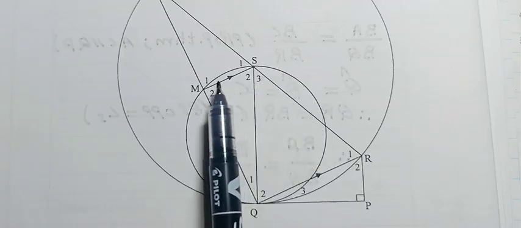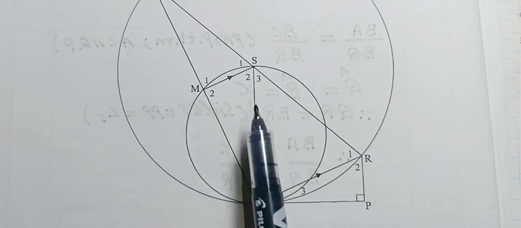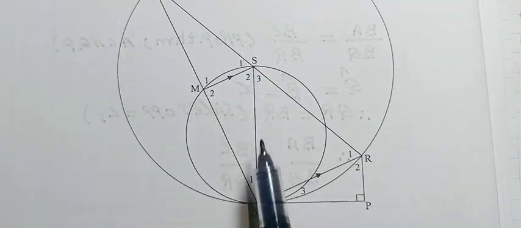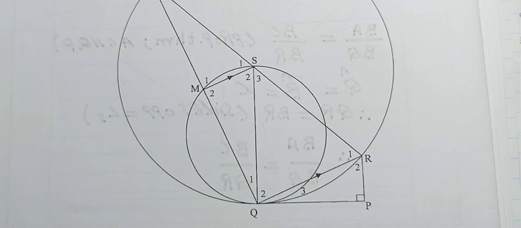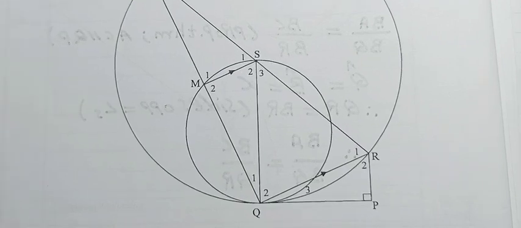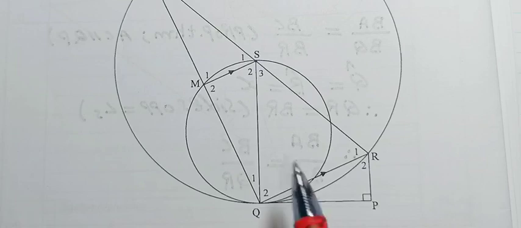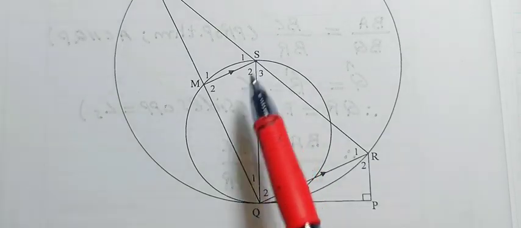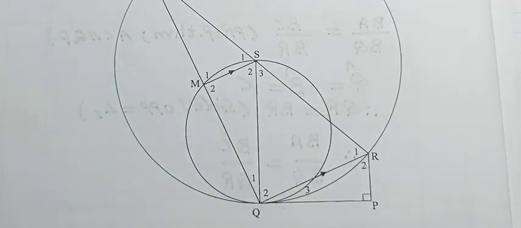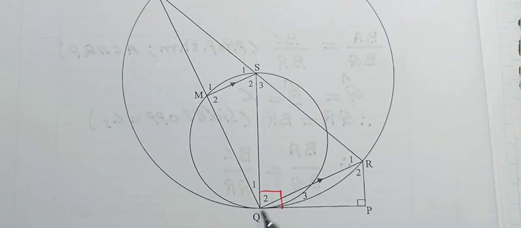This is the smaller circle and we need to prove SQ is the diameter of the smaller circle. There are many ways to prove. Let me show you all the ways and then you can choose one. The first one: S is the center of the main circle, so SQ is the radius of the big circle and PQ is a tangent to the main big circle as well as to the small circle.